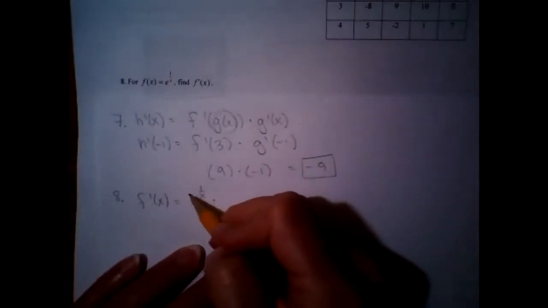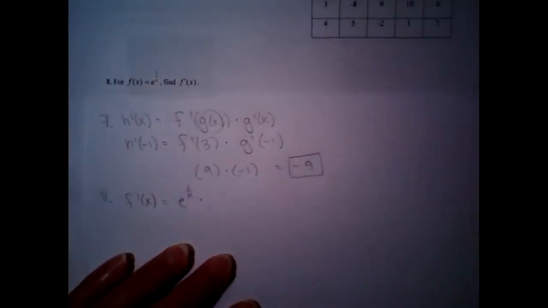All right, number 8. For this function, find the derivative. All right, easy enough. It's going to be another chain rule. E is its own derivative, so that's just itself. And if it's like, hey, Miss Cole, it looks like you just copied over the problem. Yep, sure did. That's really all that is. E to the 1 over x. And then you have to chain on the derivative of 1 over x.